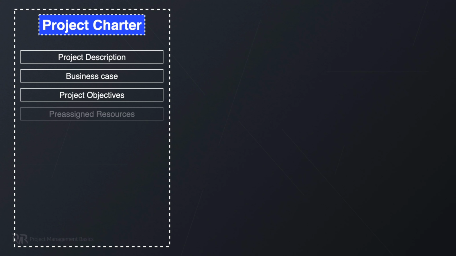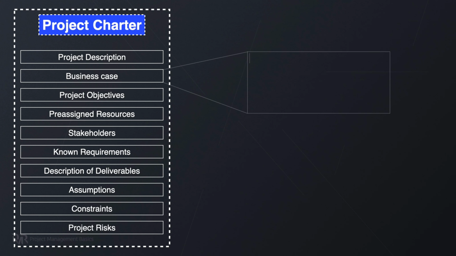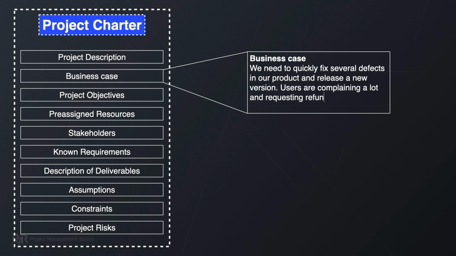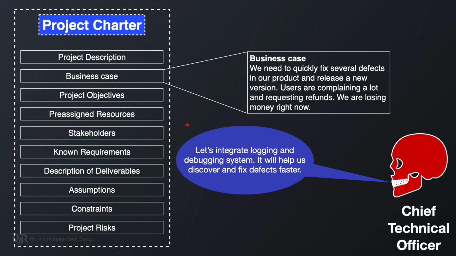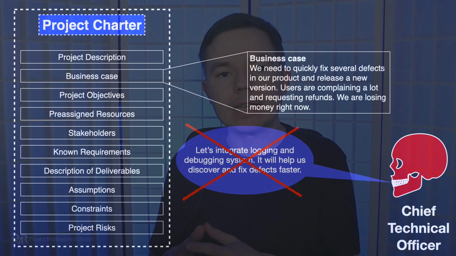So, for example, a project's business case is to quickly fix several defects in our product and release a new version. Users are complaining a lot and requesting refunds. We are losing money right now. At the same time, the CTO of the company comes and requests that we add a technical feature to this release. It will help us discover and fix defects much faster. Well, while this additional feature is useful, we should reject it, because it doesn't align with our main business case. Nevertheless, it's a great candidate for the next project.